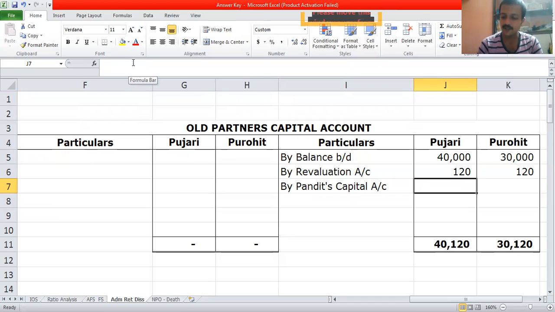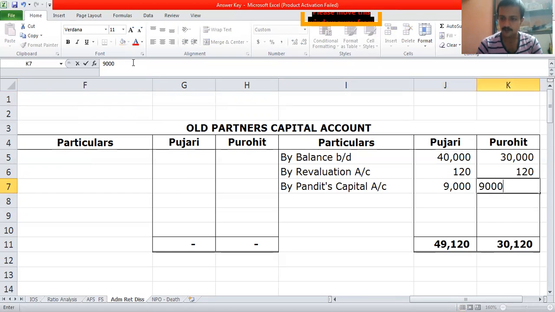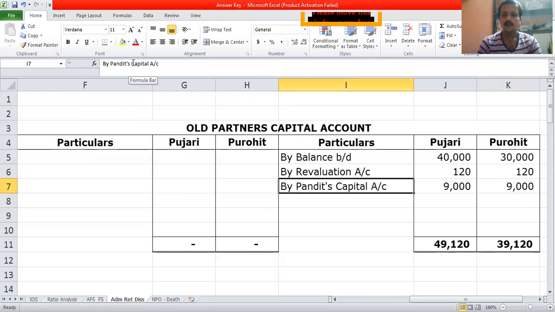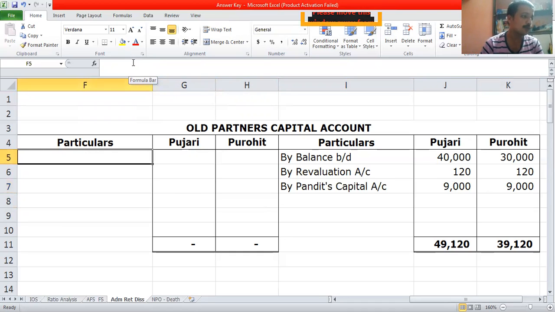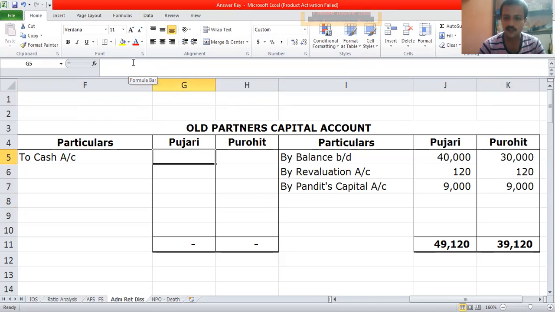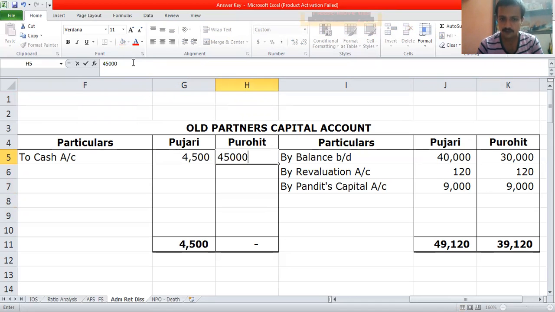So each will get 9,000 and 9,000. Okay. Then it is given in the problem that this is the only change. Rest all remains same. Now it is said that half of the goodwill has been withdrawn. So it will remain same as you used to do earlier. So it will be to cash account, and half will be 4,500 and 4,500.